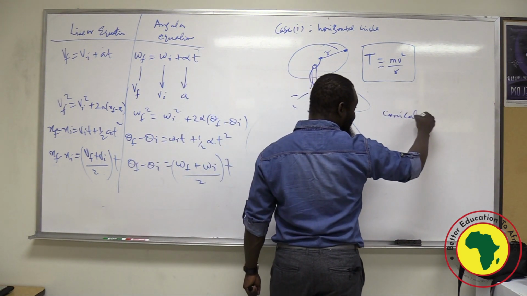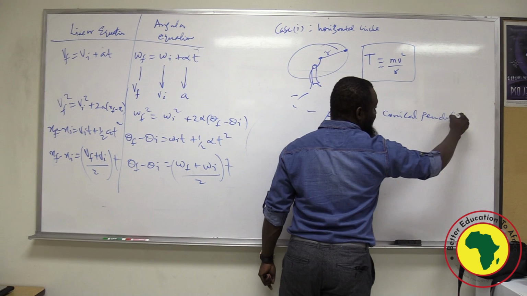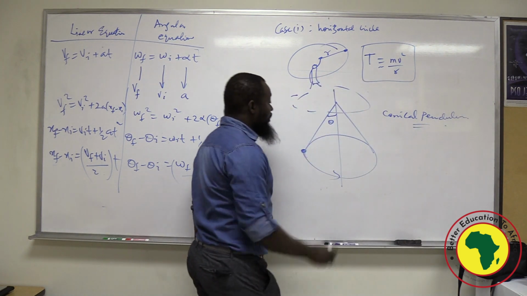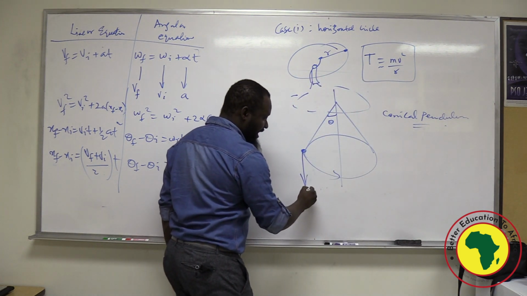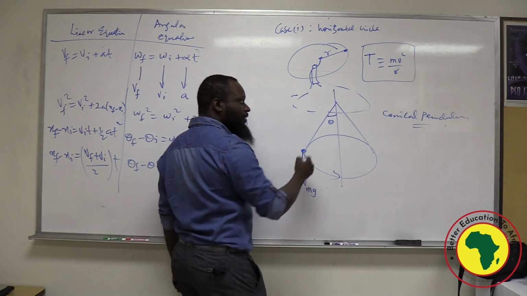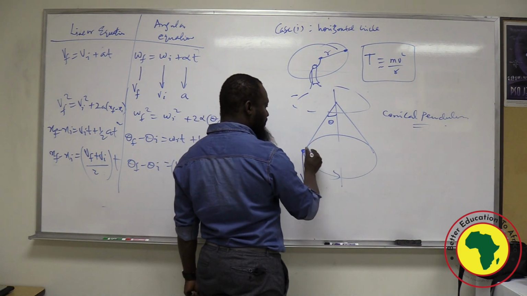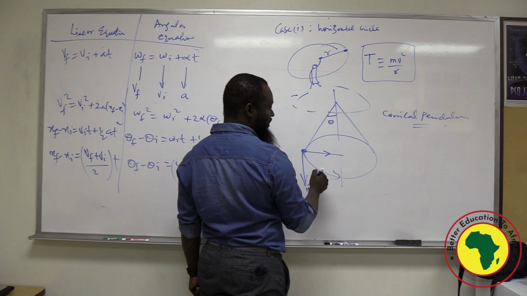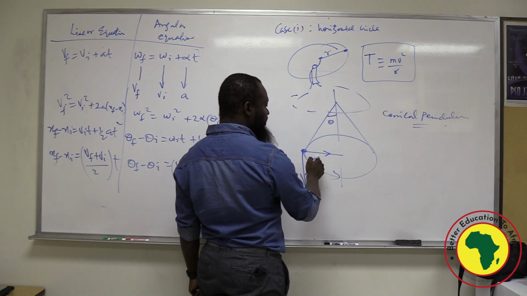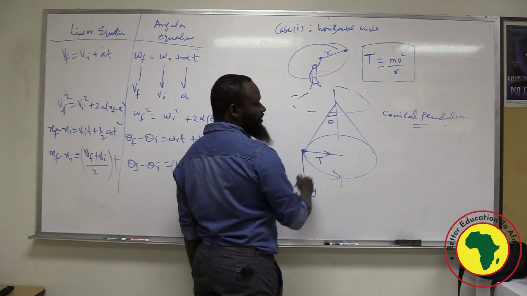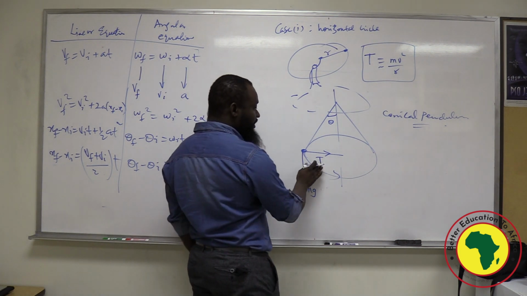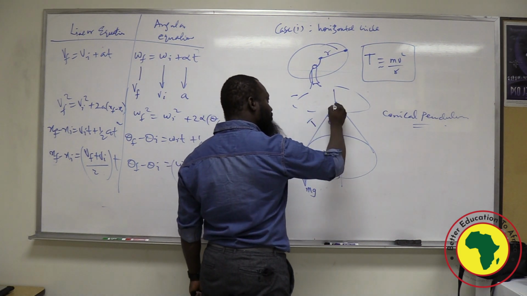How do we solve the conical pendulum case? For the conical pendulum, the mass has weight mg going down. That's the mass going in this circle. Centripetal force goes this way. And the tension in the string T is what furnishes the centripetal force. But the tension in the string is up here. This is the string up here.